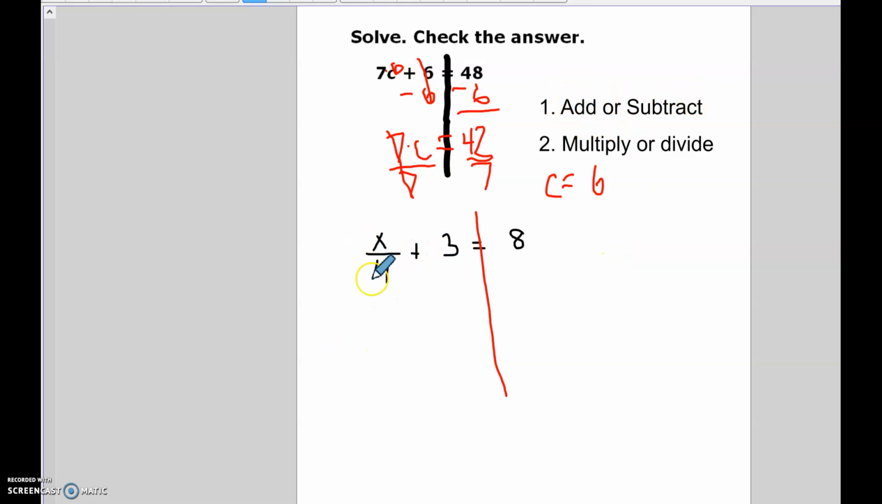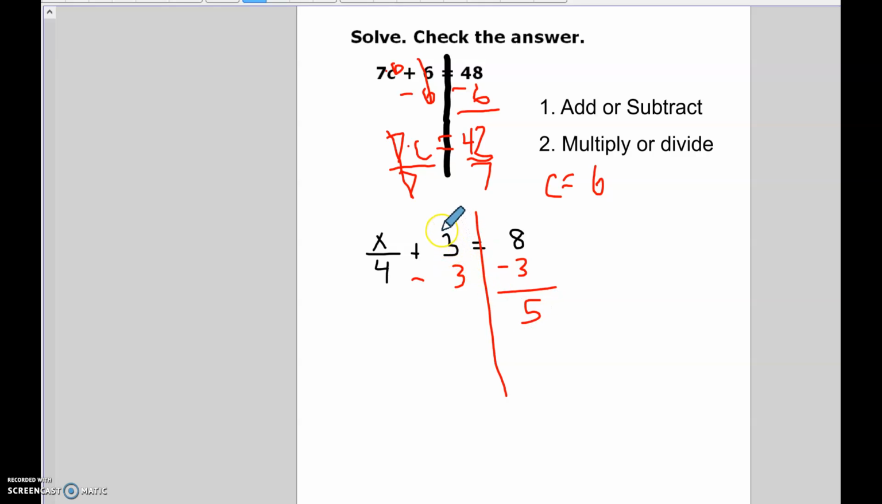So this is division, so here's my addition. So I'm going to do the inverse of plus 3 and subtract 3. And balance it, do it to both sides. 8 minus 3 equals 5.